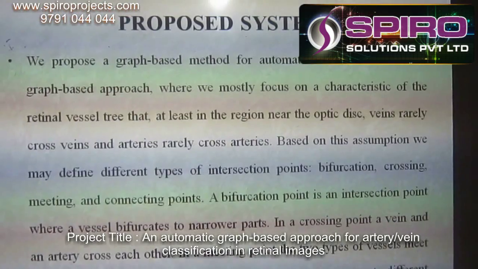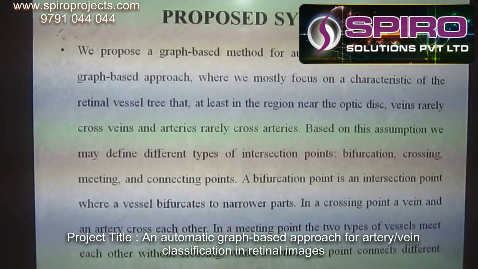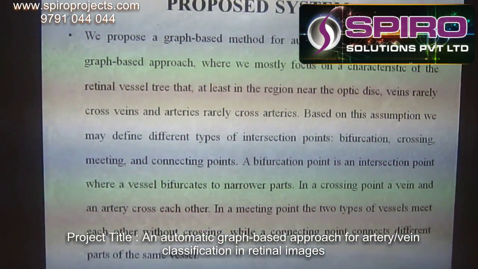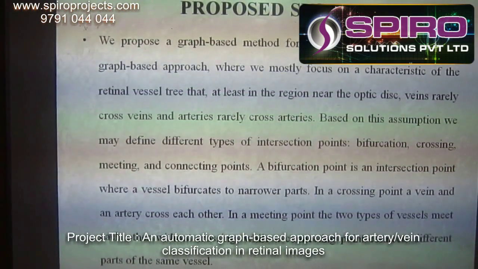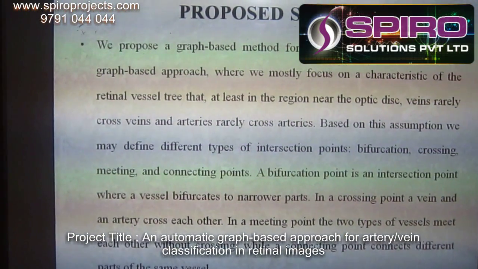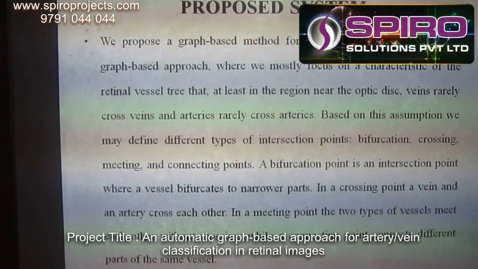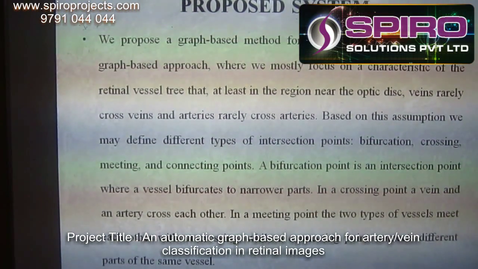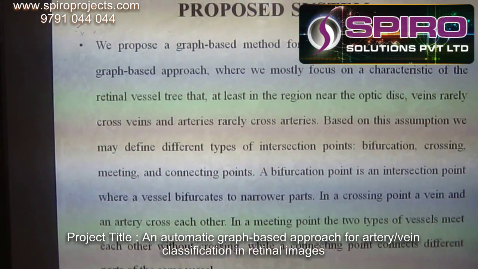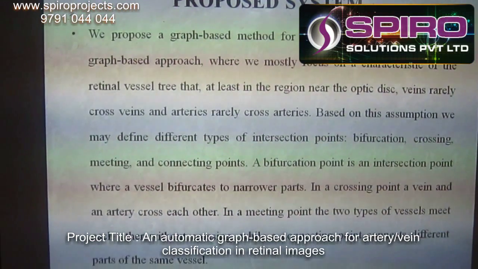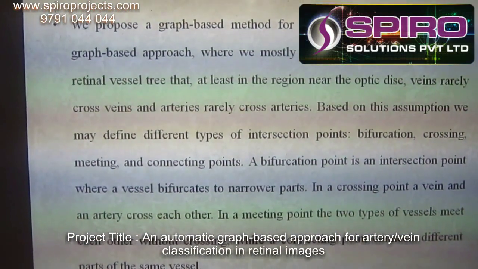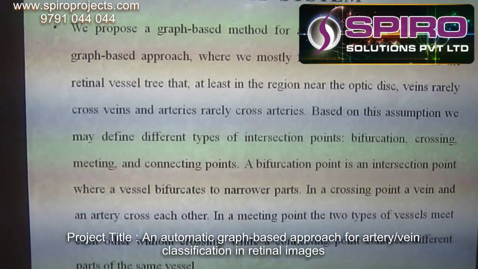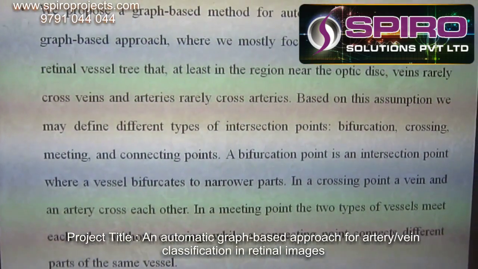This is our proposed system. We propose a graph-based method for automatic artery vein classification. In this graph-based approach, we mostly focus on a characteristic of the retinal vessel tree: at least in the region near the optic disc, veins rarely cross veins and arteries rarely cross arteries. Based on this assumption, we may define the different types of intersection points.